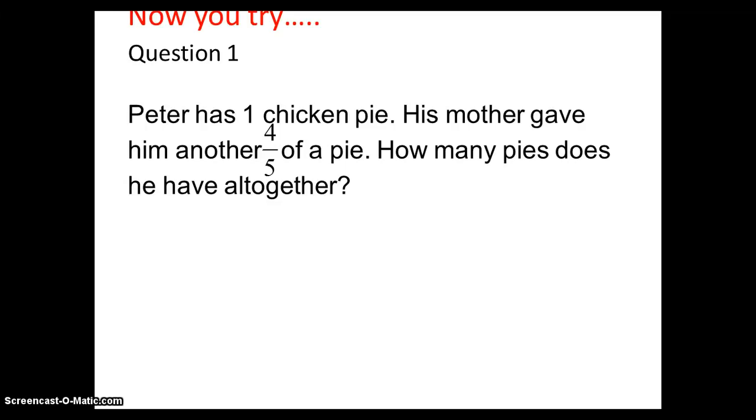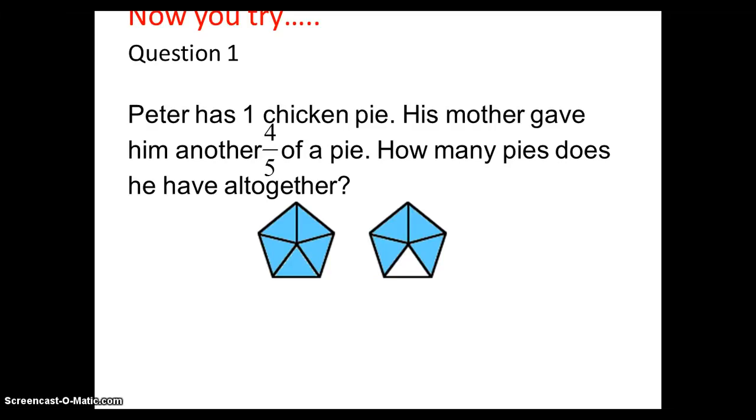So boys and girls, did you manage to get the answer? Okay, let's imagine that this is the chicken pie. So we have one chicken pie for Peter, and his mother gave him another 4/5 of the pie. So how many pies does he have altogether? One whole is 5/5 plus another 4/5 of a pie. So all in all, he has 9/5 of a pie. Have you gotten the right answer? Good, if you have.